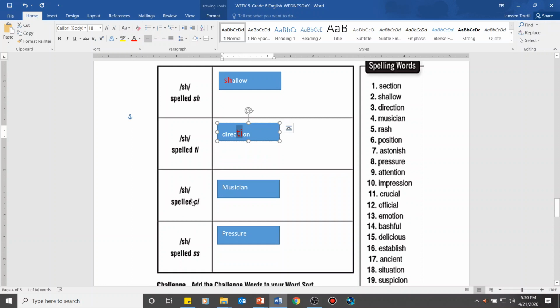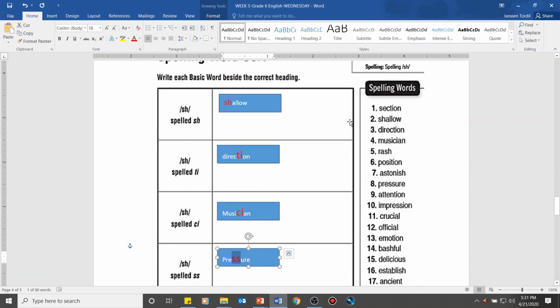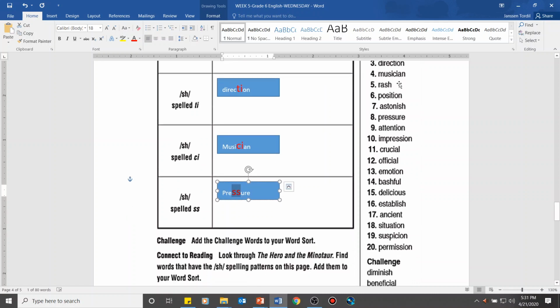Next, for ci, musician. You can see here ci. Musician is an example of the sh sound spelled with ci. And finally, the sh sound with double s, ss, like for example, pressure. So ss, pressure; ci, musician; spelled ti, direction; and spelled sh, shallow. It's quite easy. You just look for sh, ti, ci, and ss. You can finish this. Please answer from 1 to 20 and put everything in this box.